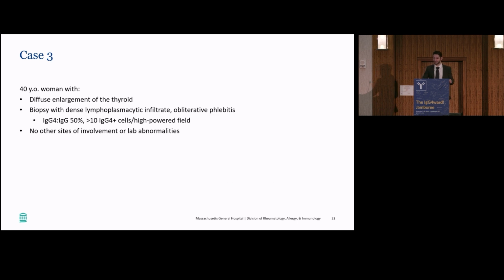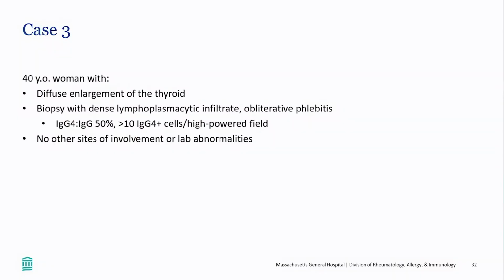Case 3 is a 40-year-old woman who's presenting with diffuse enlargement of the thyroid to the point that it's causing difficulty with swallowing and difficulty with breathing. And a biopsy is done that shows a dense lymphoplasmacytic infiltrate with obliterative phlebitis. The IgG4 to IgG ratio is 50%, and there are a lot of IgG4-positive cells per high-powered field. This is a biopsy that's very, very consistent with IgG4-related disease.